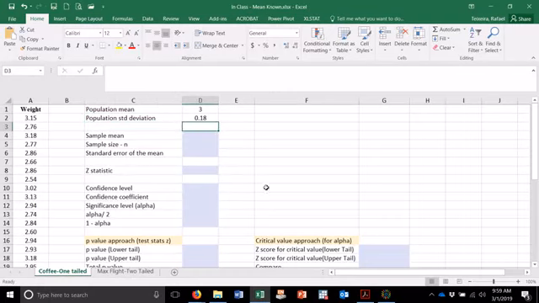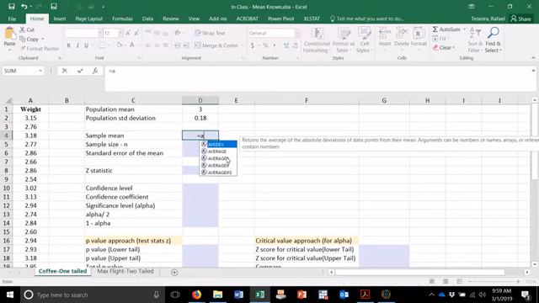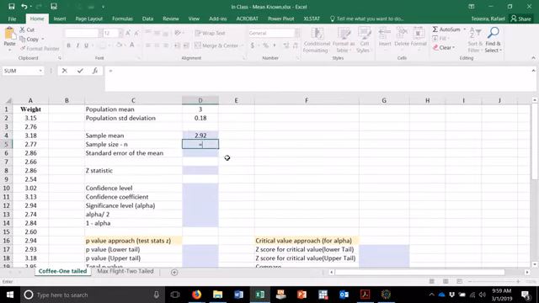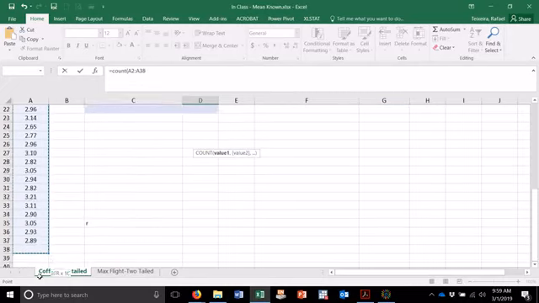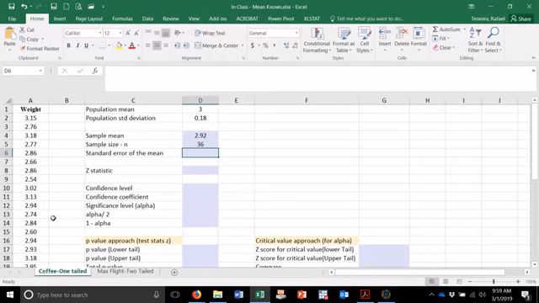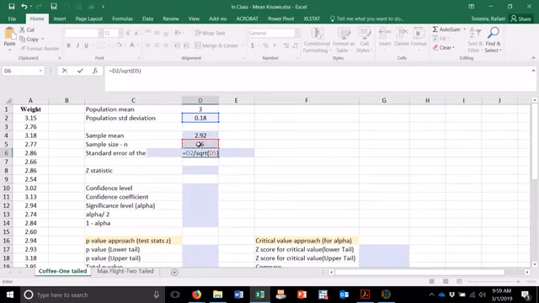Now I'm going to compute this information based on the sample. Okay, so what's the sample mean? Sample mean, you know, that is the average. The sample size, you know, use the equal COUNT function, count, open parenthesis, and then you select the range of data, and then you can compute the standard error of the mean. The standard error of the mean is going to be equal to the population standard deviation divided by the square root of the sample size. So this is how we compute the standard error of the mean.